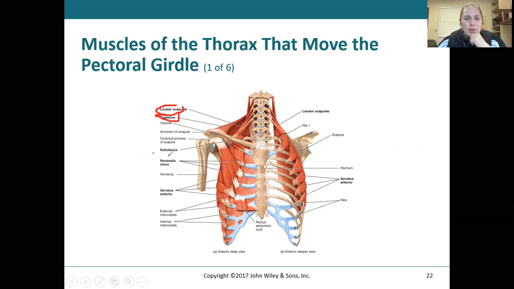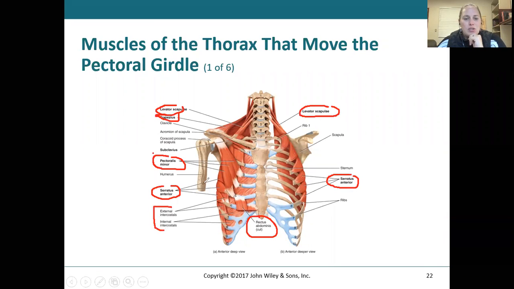Let's see what other muscles we have: your pectoralis minor, your serratus anterior, and again, it's got that nice serrated edge to it. The serratus anterior from another angle, and your levator scapulae from a different angle. Here you can see a cross section of your rectus abdominis, which we just discussed. And then we also discussed your external and internal intercostals.